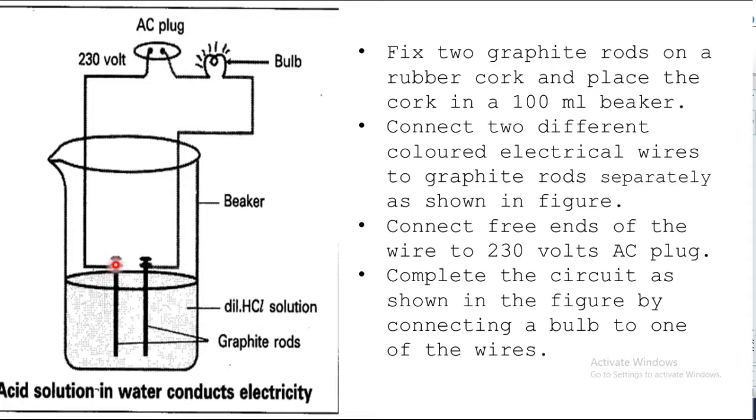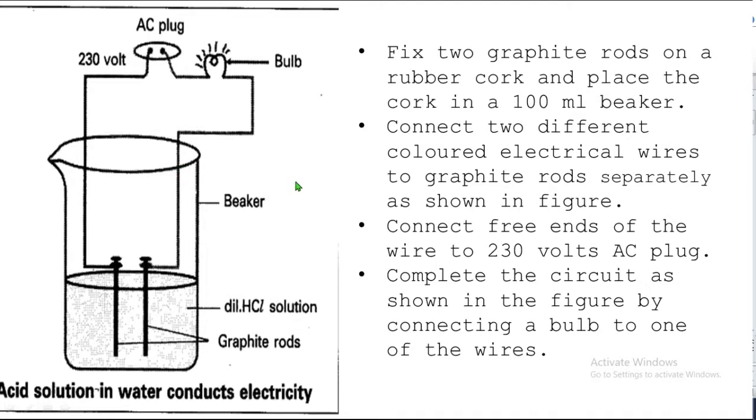Connect two different colored electric wires. This is one wire and this is another wire, separately as shown in the figure. Connect the free ends to the 230 volts AC plug and complete the circuit shown in the figure by connecting a bulb to one of the wires. This is the setup of the apparatus.